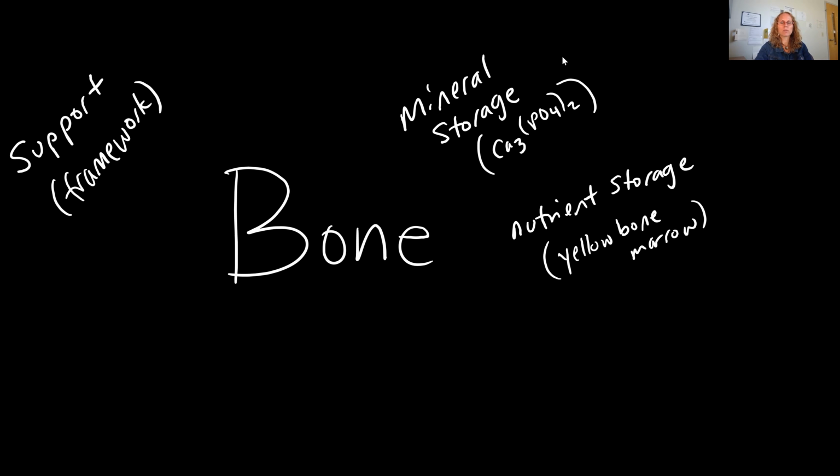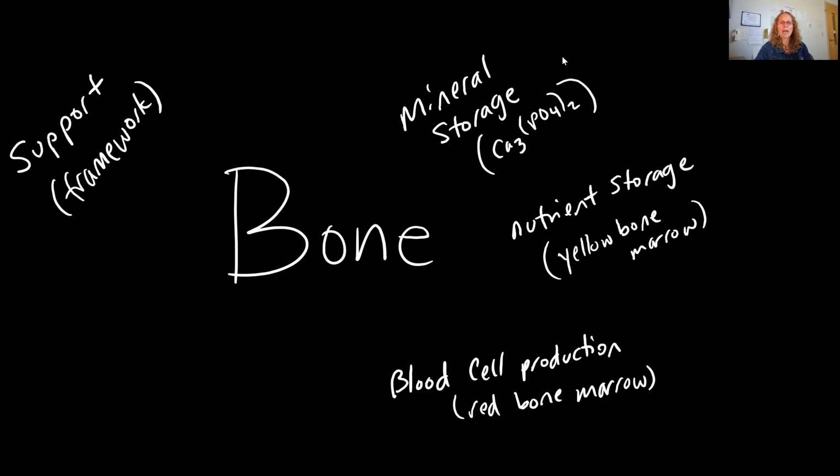In addition to storing minerals, the bone is also responsible for some nutrient storage. So part of the bone marrow, we're going to see yellow bone marrow, which is going to be storing lipids and lipid-soluble vitamins. And then also in the bone marrow, we have what's called red bone marrow, and this is the location for blood cell production. So we'll be talking about that in a lot of detail when we get into the cardiovascular chapter next semester.